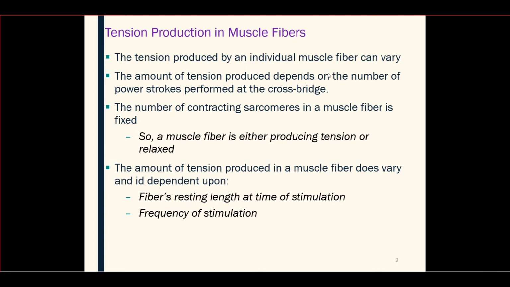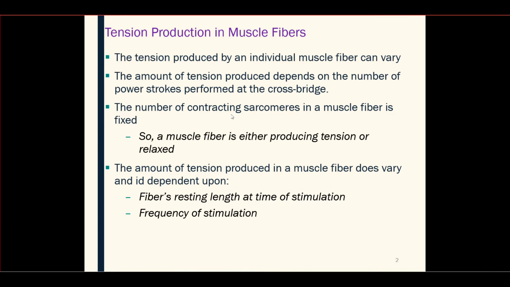And we also know from our previous lessons, the amount of tension that's produced depends on the number of power strokes that are performed at the cross bridges. If you remember, the power stroke is where the myosin head will swivel, pulling the actin towards the center of the sarcomere. All right? And then once the sarcomere shortens, that produces tension.